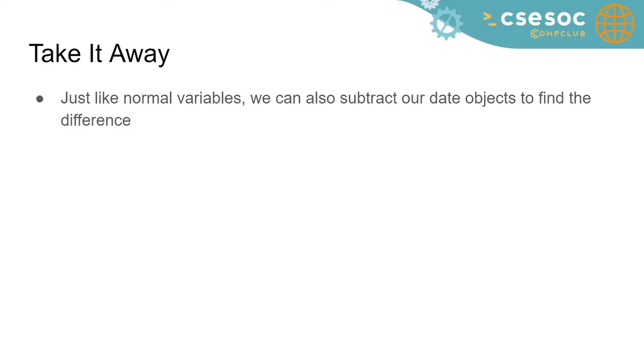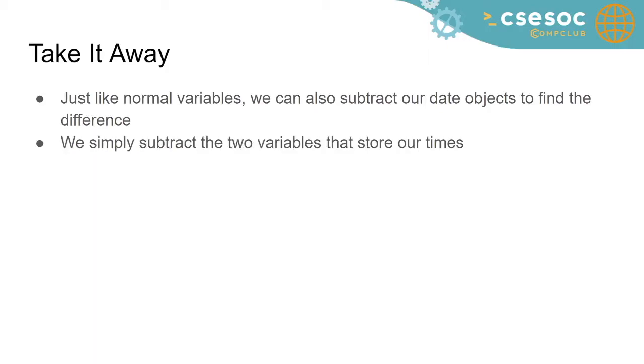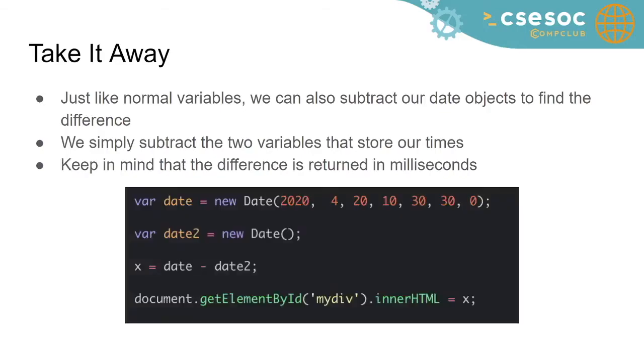Good one, Eric. Like normal variables, we can subtract two date objects to get the difference in time between them. This is done by simply subtracting the two variables that contain our dates. Something to keep in mind is that the difference is returned in milliseconds. So in our code below, we have two separate dates, the 20th of April 2020 and our current time. We then subtract date 2 from date, which will return to us the difference in time stored in the variable x, which we then add to the DOM.